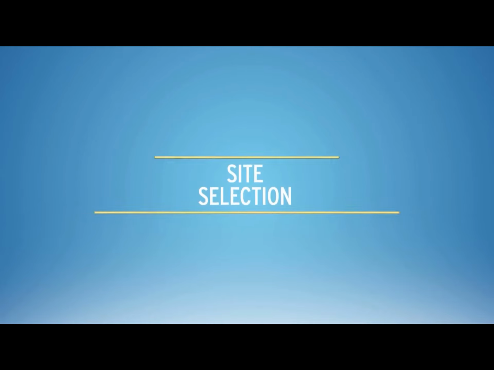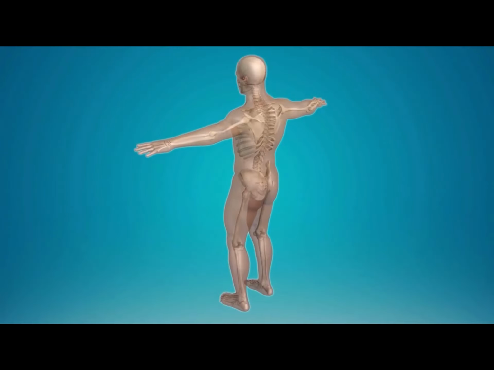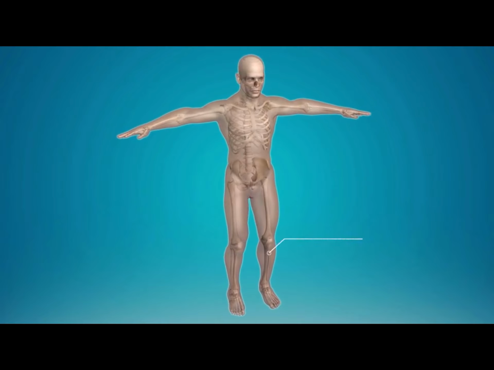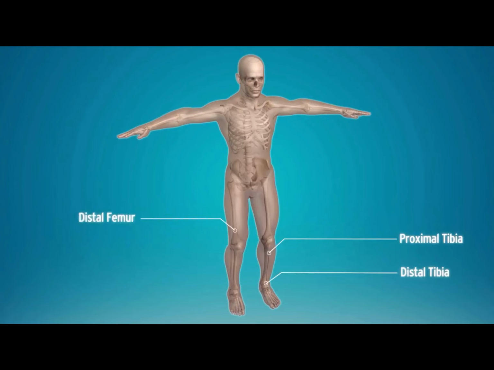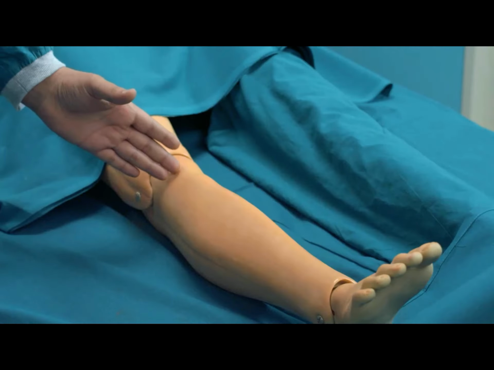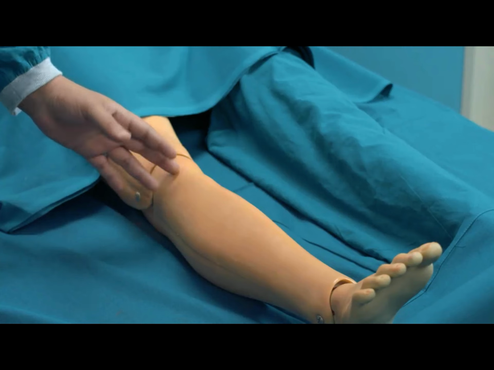Site selection: A number of sites can be used for intraosseous needle insertion in adults, such as the proximal tibia, the distal tibia, the distal femur, the calcaneus, the sternum, the humerus, and the styloid process of the radius. Out of many sites, one of the most preferred sites is the proximal aspect of the medial surface of the tibia.